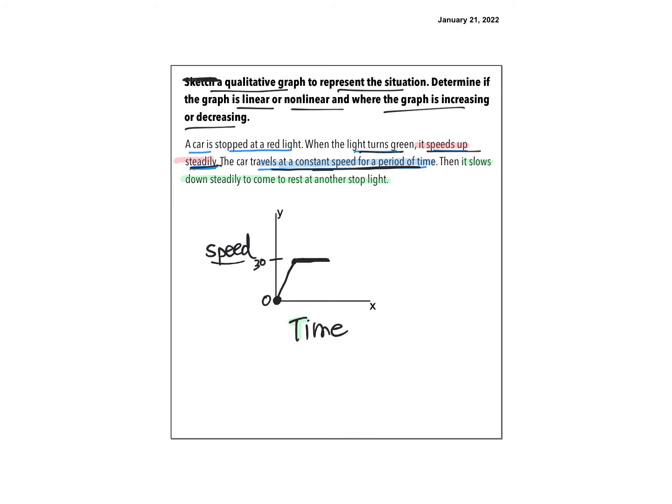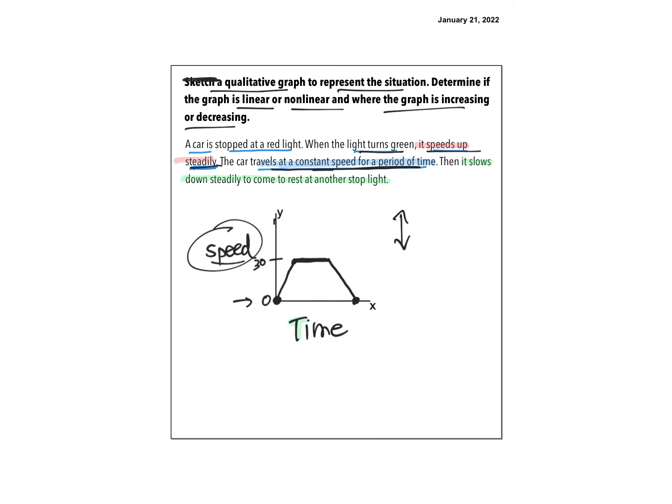Then it's coming to another red light. It starts to slow down. So now the speed, remember the speed is the up and down here, right? Now it's slowing down until it comes to a stop. So that means I got to get all the way back down here to the speed of 0 again. So that would be a good picture of the graph. So hopefully you could do one of those. So let's try another one on the next slide.